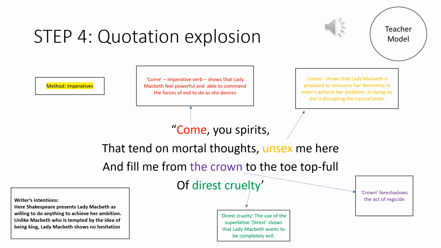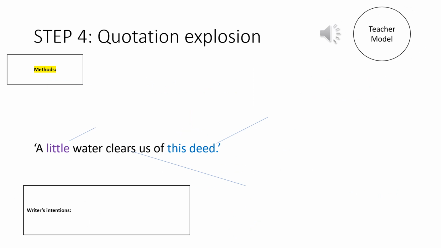"Crown," she means a head, but there's also a possible secondary meaning of, or foreshadowing of, the act of regicide that's to come through that image. And also "direst cruelty" means the worst kind of evil. So Lady Macbeth doesn't just want to be cruel, she wants to be extremely cruel and to be completely evil and taken over by evil intentions. Shakespeare's doing that to show that Lady Macbeth has no hesitation in wanting to become evil. She has no doubt in her mind, unlike Macbeth. So this is a good quote to use to show the difference between Lady Macbeth and Macbeth's attitudes at the start of the play.